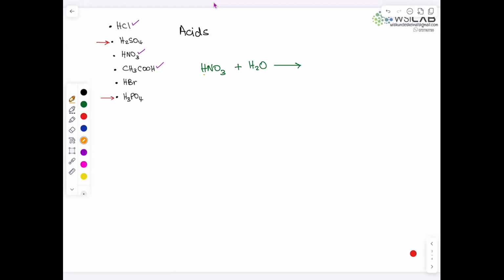Hydrogen nitrate. Yes, HNO3. Okay, what's the acid doing? The acid is being diluted. But the acid also does something. It's a donor. What is a donor? It gives something. What does the acid do? It gives its hydrogen away. Okay? So what becomes of the water?